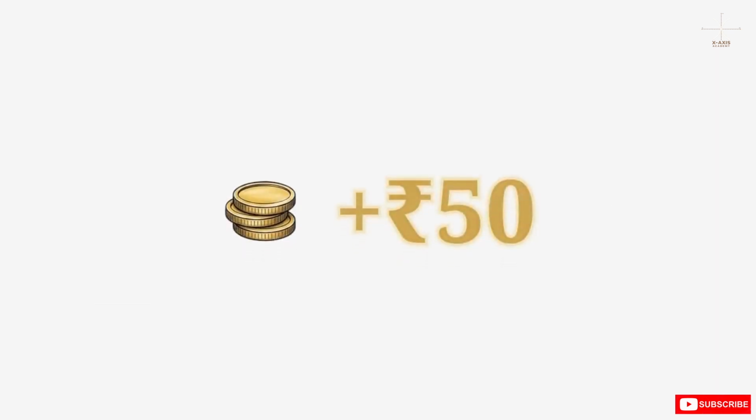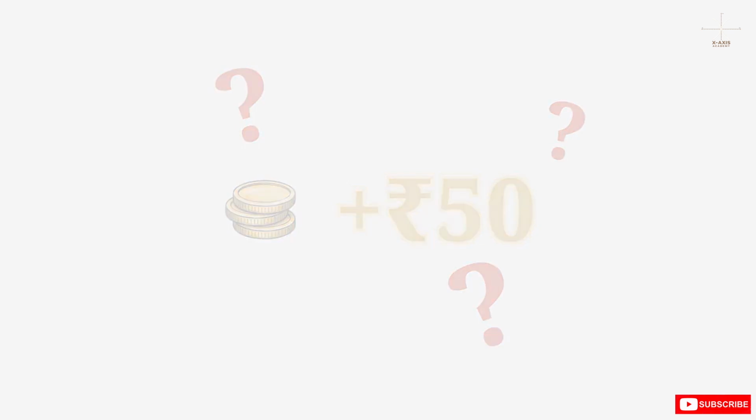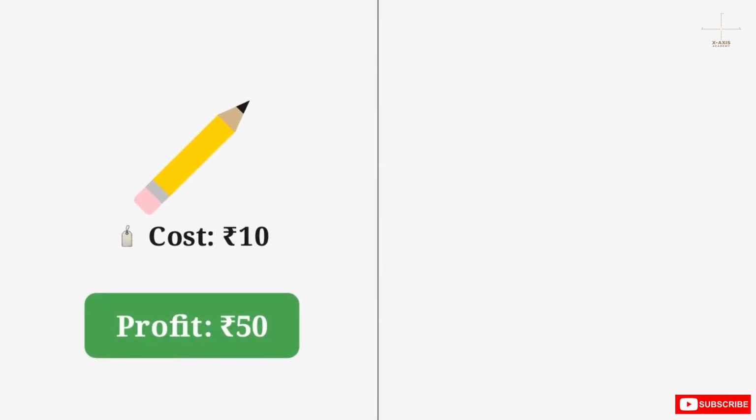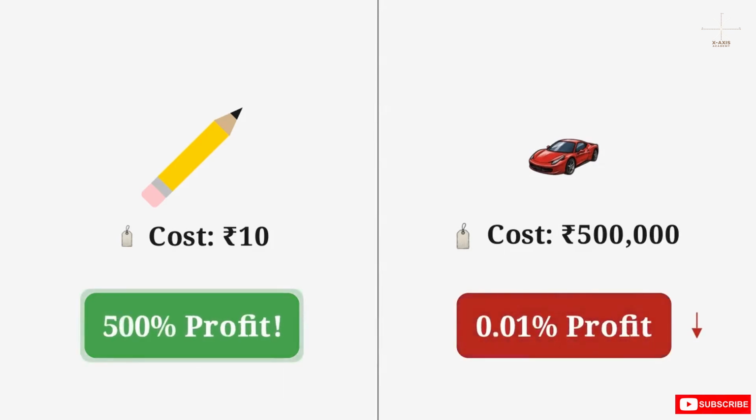Now, let's look at a different problem. If your business makes a profit of 50 rupees, is that actually a good result? Context matters. If you bought a pencil for 10 rupees and made a 50 rupee profit, you have done exceptionally well. But buying a car for 500,000 rupees and making 50 rupees is poor. Percentages let us compare fairly, showing a 500% profit for the pencil versus a fraction of 1% for the car.